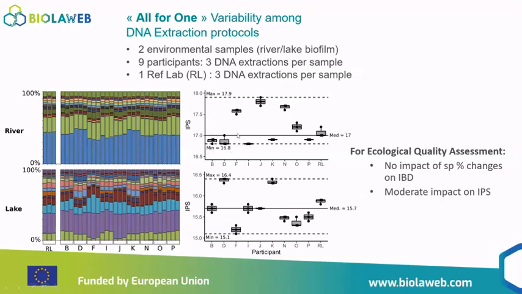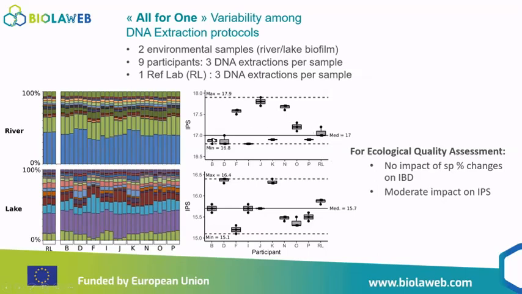So here, for river, on the top, you have the IPS value. So it's the index that Frédéric showed you. And you have the different participants. And you can see the box plot, which figures the 3 replicates of DNA extraction. And so from these floristic inventories, we calculated IPS values. And you can see that each participant has 3 replicates that are quite similar, even very similar here, here, and here. Here it's for us, the reference lab.